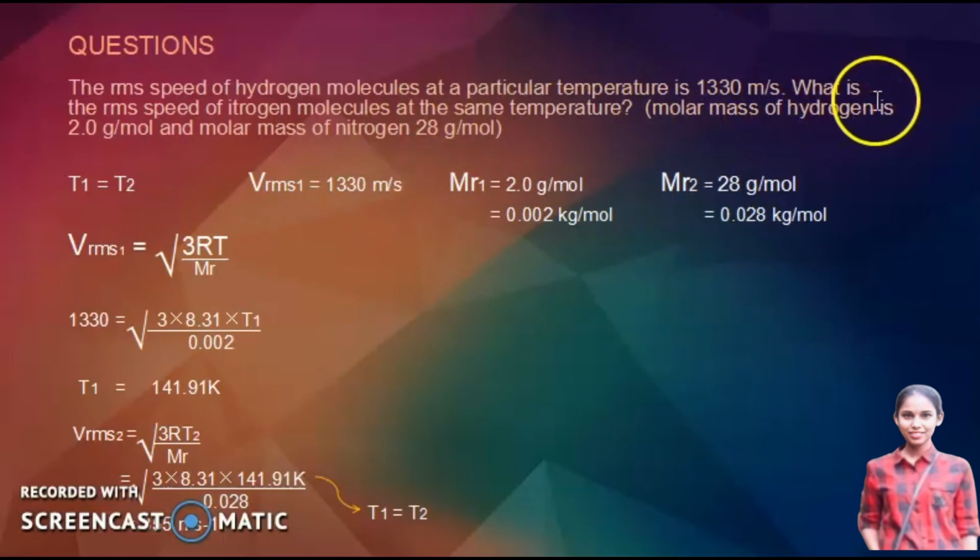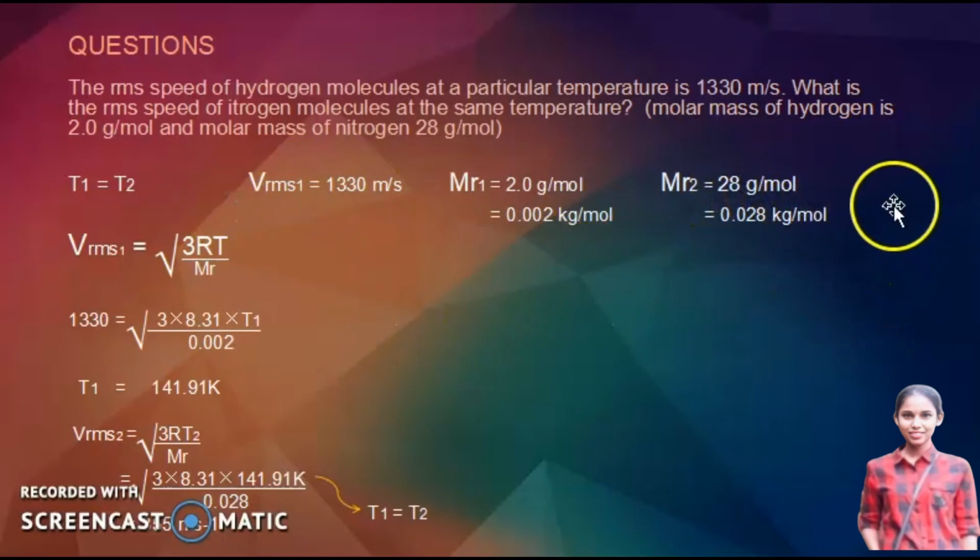Other than that, what information do we have? Molar mass of hydrogen. Since 1 indicates hydrogen, the molar mass of hydrogen is 2.0, and don't forget to convert gram per mole into kg per mole. Other than that is the molar mass of nitrogen. 2 is indicating nitrogen, and the molar mass of nitrogen is 28. Again, don't forget to convert it to kg per mole.